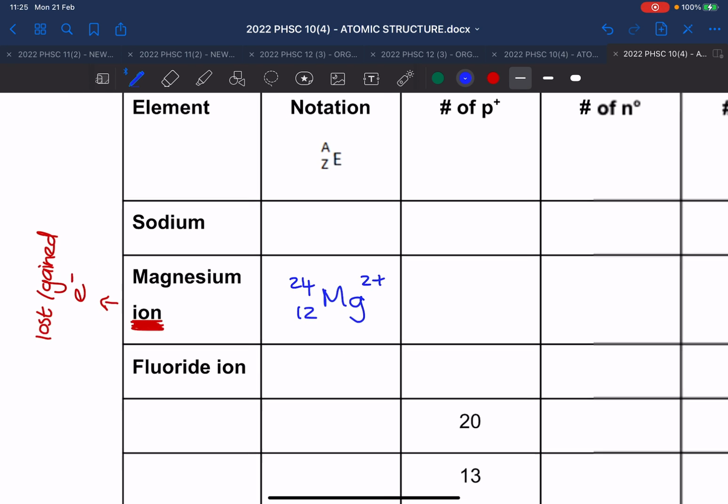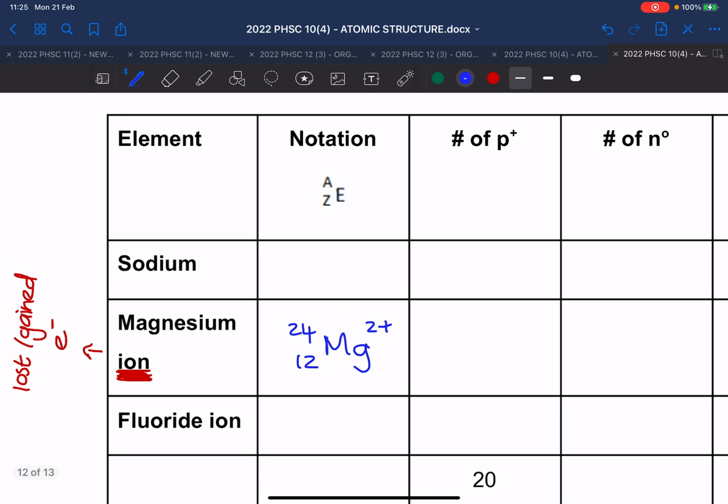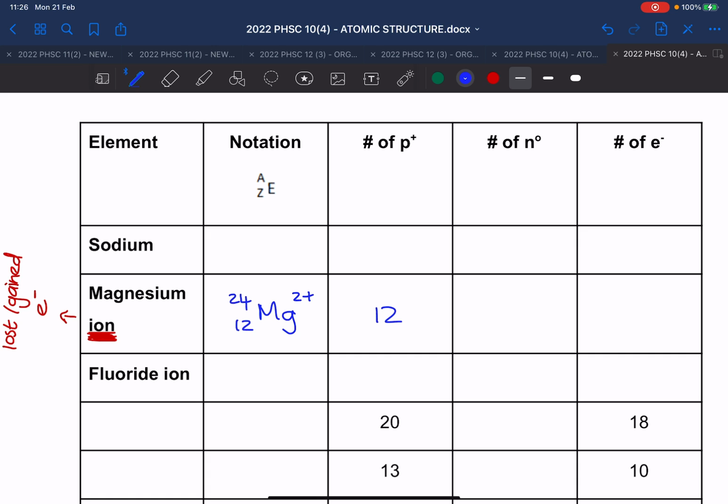Okay. So that's a notation. So it gets more complex. How many protons does magnesium have? 12. Can that change? No. It can't become 14. Then it's not magnesium anymore. Then we sit with silicon. How many neutrons? How did you get to 12? Yes. And now the difficult one: how many electrons does it have?